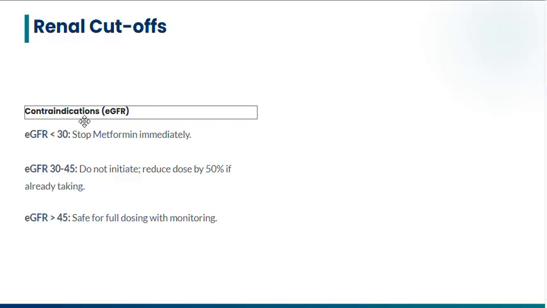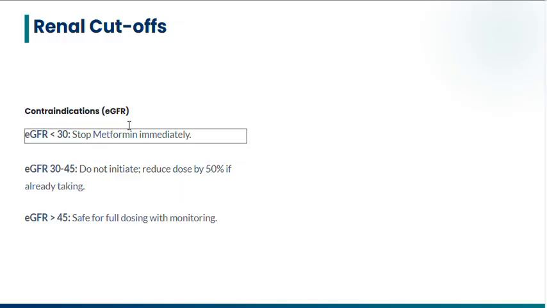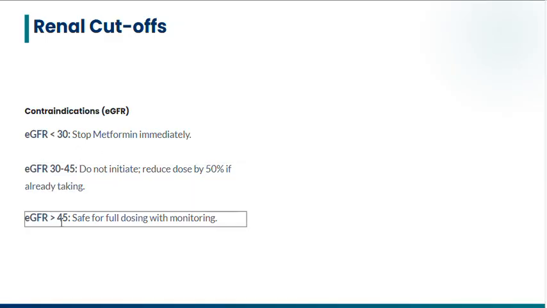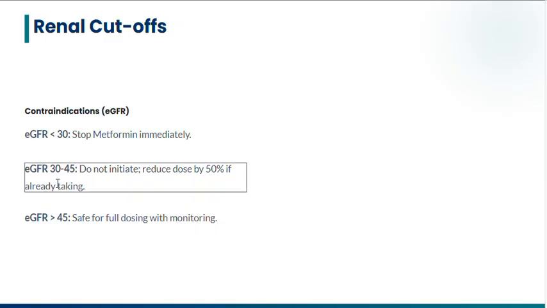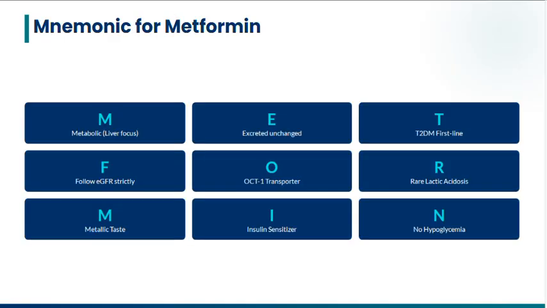Then we have eGFR cutoffs and contraindications. eGFR less than 30: stop metformin immediately. And if eGFR is between 30 and 45, do not initiate. Reduce dose by 50% if already taking. And if eGFR is greater than 45, safe for all dosing with monitoring.